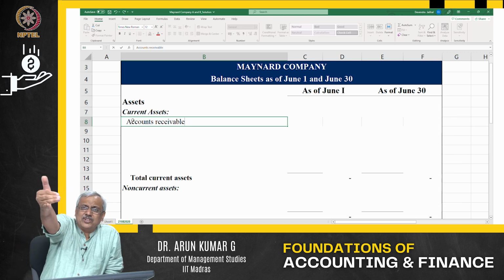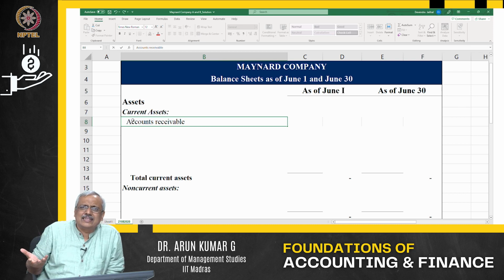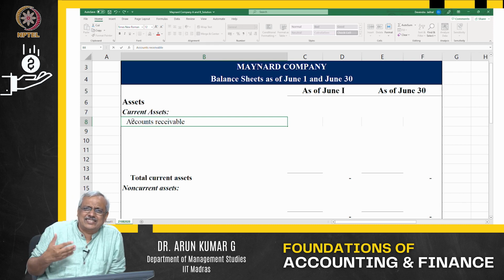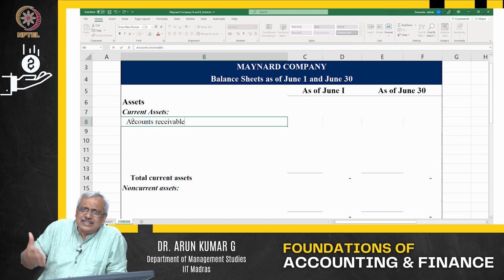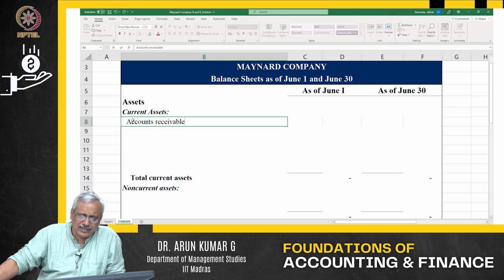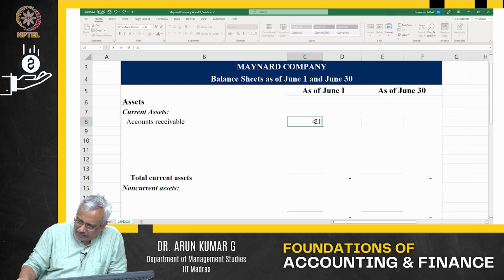Accounts receivable. That is, you have to receive for the sales that you have made. It is always current. The figure will keep changing every minute. As you go on selling, it will go on increasing. As you go on receiving, it will go on reducing. So, this is a continuous cycle that keeps happening. So, what is the amount of accounts receivable?